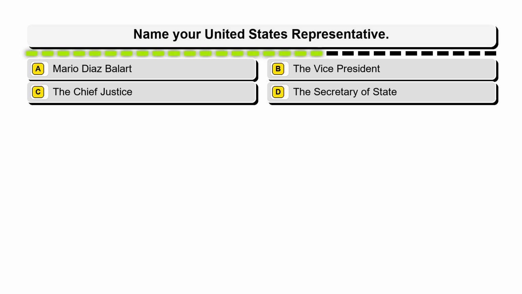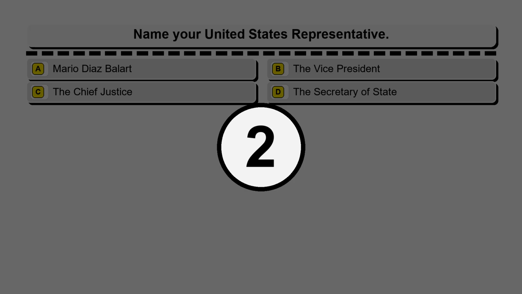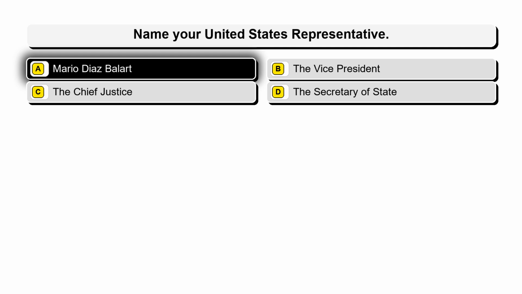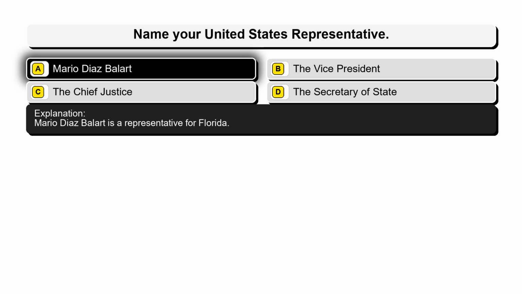Option A, Mario Diaz-Balart. Option B, the Vice President. Option C, the Chief Justice. Option D, the Secretary of State. The correct answer is option A, Mario Diaz-Balart. Mario Diaz-Balart is a representative for Florida.